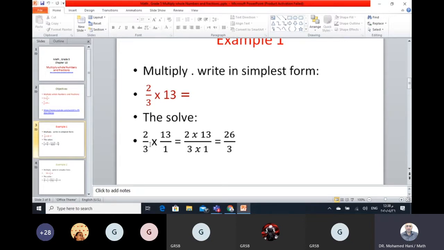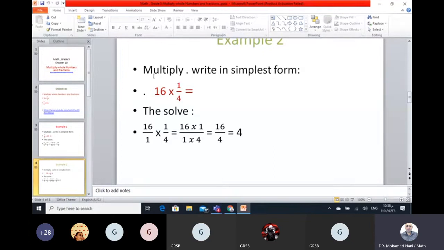How to multiply fractions? Multiply the numerator with the numerator, 2 multiplied by 13. Then the denominator by the denominator, 3 multiplied by 1. 2 multiplied by 13 will be 26. 3 multiplied by 1 will be 3.